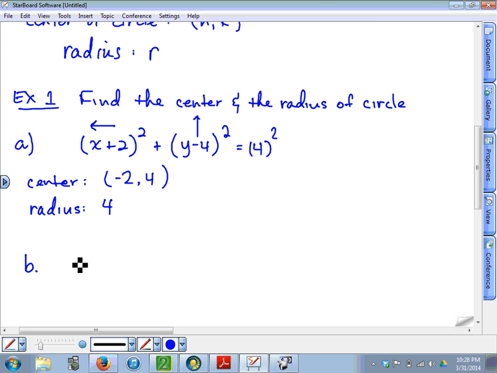Okay, another one here to try. Let's do parentheses x minus 3 squared plus y plus 2 squared equals 9. Same directions. Identify the center and the radius of the circle.